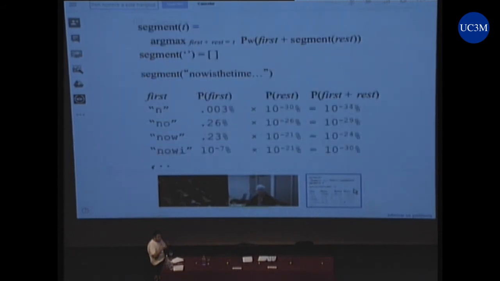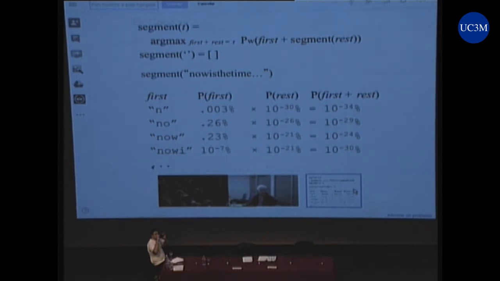And here's an example of applying that. So I have this segment of text, N-O-W-I-S-T-H-E-T-I-M-E, and so on. And the first word could be just an N, or it could be N-O, or it could be N-O-W, and so on. And by seeing how common each of those words are in the text, I have a probability of the first word, and then I can figure out the probability of the rest of the words by the formula.